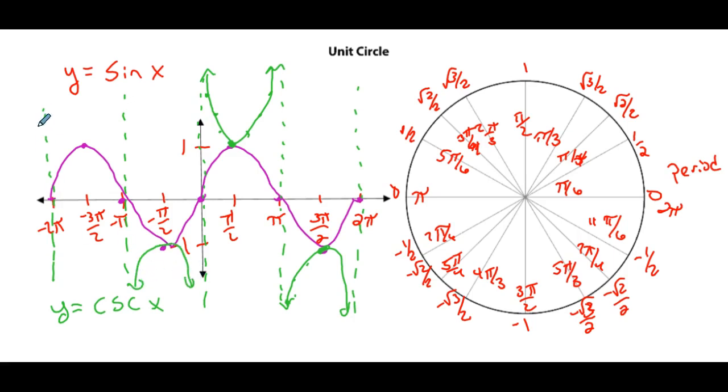So it just keeps going in this manner. So we have sine, and we have cosecant, and those graphs are reciprocal graphs of each other. And just remember that the asymptotes exist for the cosecant, where sine equals 0. You will have an asymptote for cosecant.